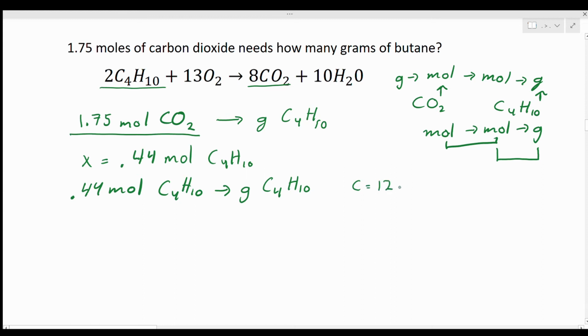is going to be 12.01 grams per mole, and hydrogen is 1.01 grams per mole. These values are from the periodic table. However, we know that we have 4 carbons. So if one carbon is just 12.01 grams per mole, we know that 4 of them means that we have to multiply this number by 4. And we have 10 hydrogens, which means if one of them weighs 1.01 grams per mole, then 10 of them must be 10 times that amount.